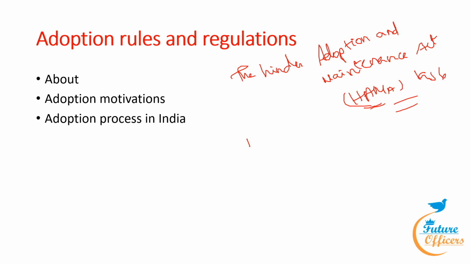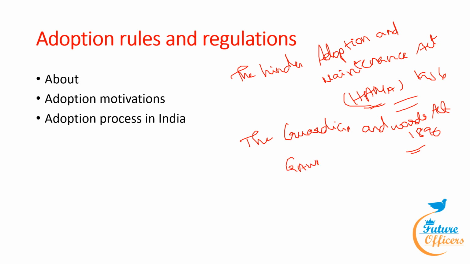The next is the Guardian and Wards Act of 1890. It governs adoption for Muslims, Parsis, Christians, and Jews. According to the GAWA, the connection formed upon adoption is merely that of guardian and ward. Adoption under GAWA does not bestow child status on the adopted child. This differs from HAMA.